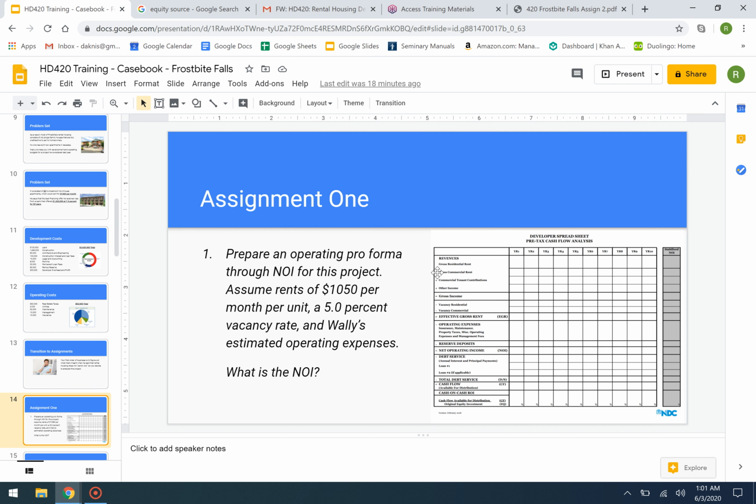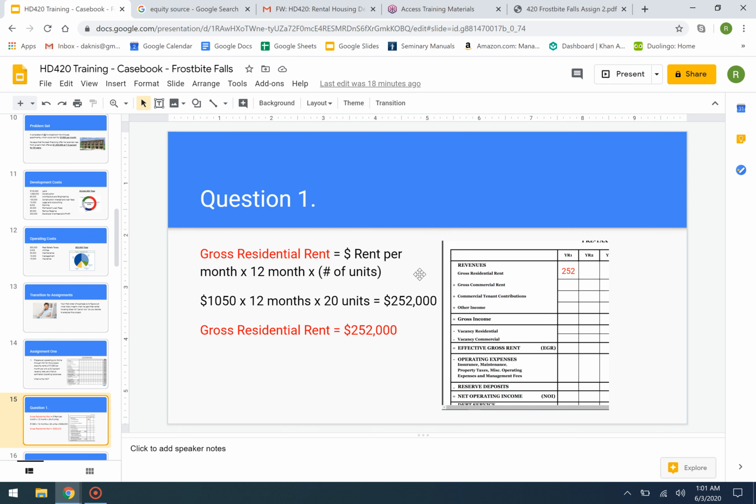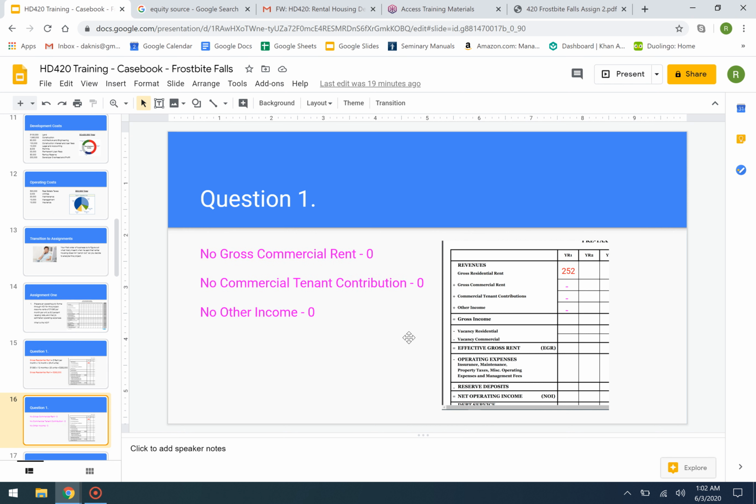So we're going to zoom in a little bit here on the revenues on year 1 and start working our way down. First question is gross residential rent. You figure that out by taking the rent per month times 12 months to make it annually times the number of units. So like the question says, assuming a $1,050 per month rent times 12 months to make it annually times the 20 units, we get $252,000 as our gross residential rent. So we plug that number right here under year 1, gross residential rent.